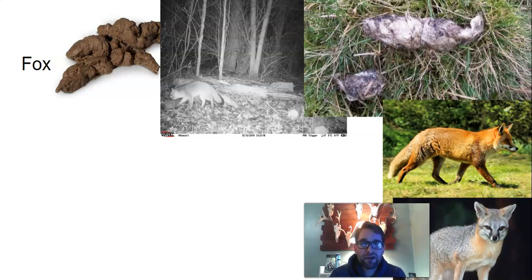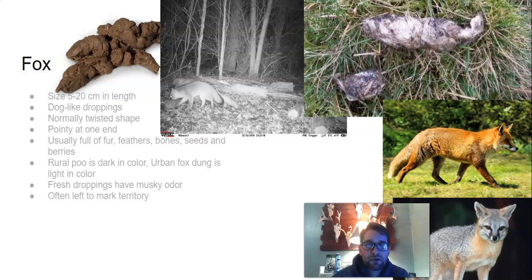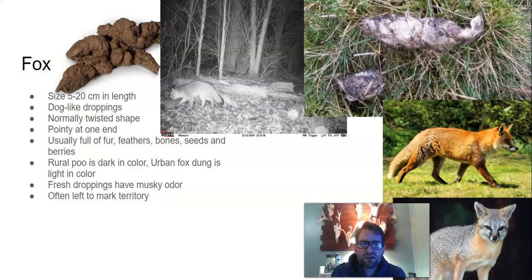Fox. It's important to recognize there are 2 phases of fox, the gray fox and the red fox where we live. Their scat is between 5 and 20 centimeters in length. Oftentimes they look very similar to that of dog. Normally it has a twisted shape to it, pointed at one end. Usually they are full of fur, feathers, bones, seeds, and even berries.